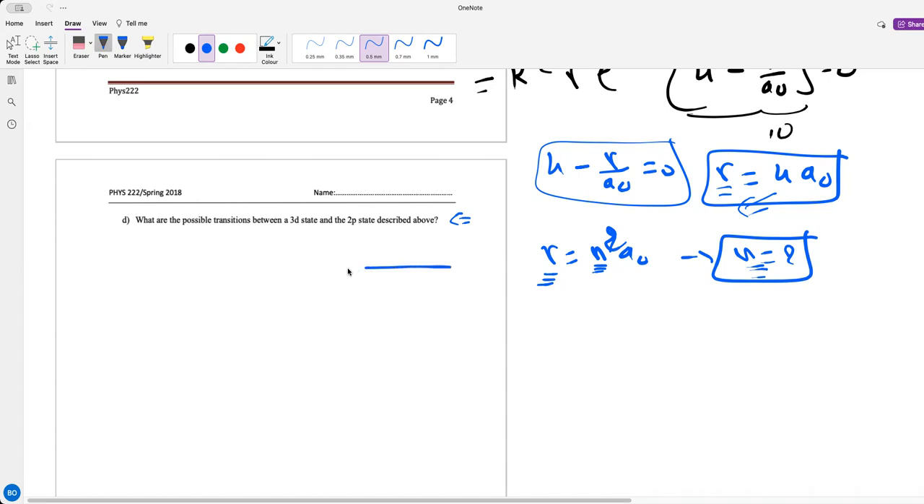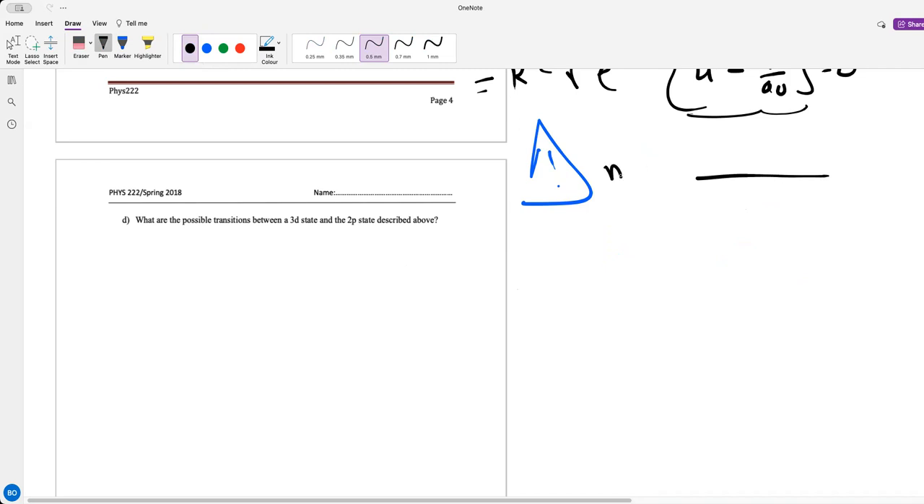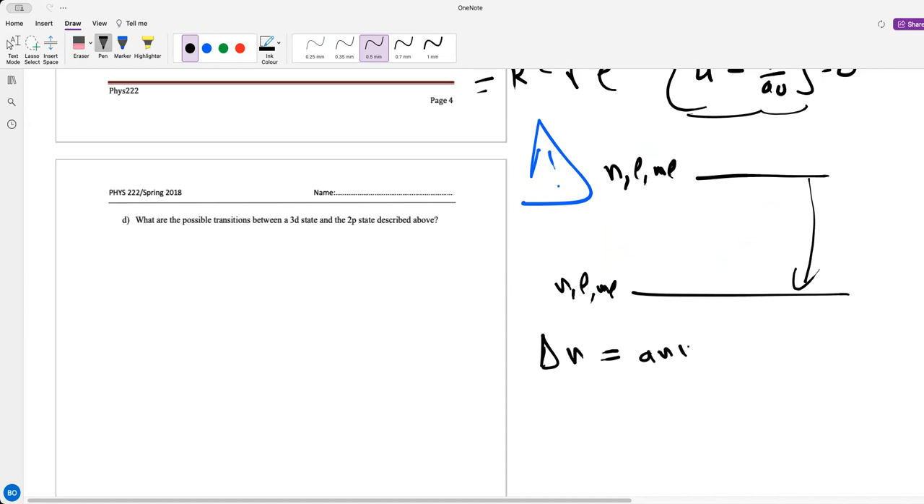So if I have a transition from a state, so I'm not answering this question, I'm giving a very important addition to the course here. If I have a transition from a state that has n, l, m_l to another state that has another n, l, m_l, any different, the transition can happen, but not all transitions can happen. The transition can happen provided three conditions. Delta n can be anything.